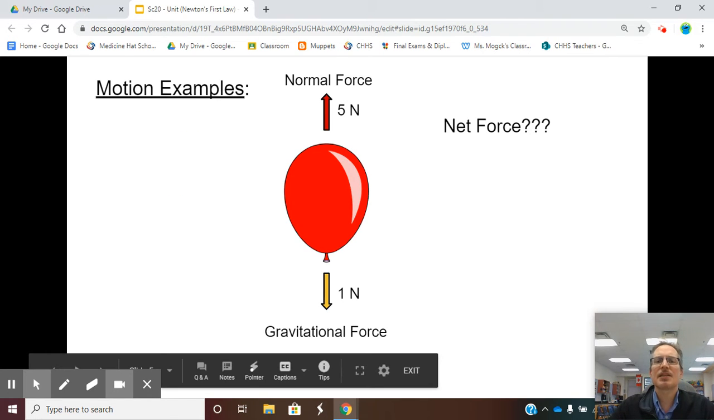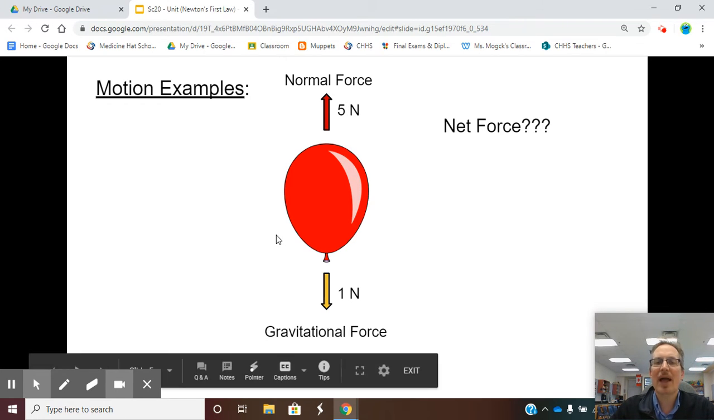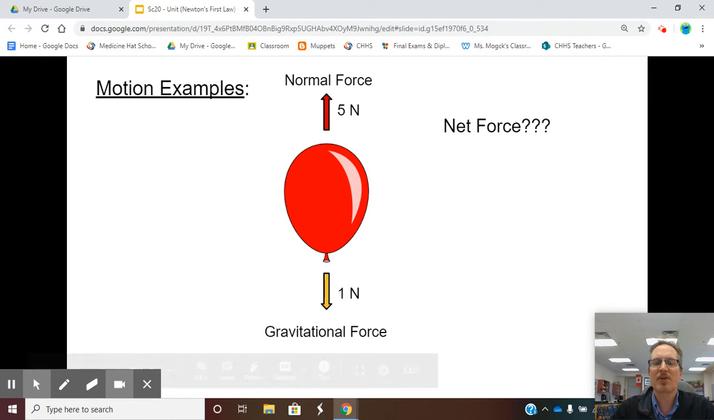So, let's look at this example of a balloon. Okay, this balloon has two forces acting on it. One, it's a helium balloon. So we have a force called the normal force that is pulling the helium balloon up with a force of 5 newtons. We then have gravity pushing down on this balloon with a gravitational force of 1 newton. My question to you is, what is the net force? What is the total sum of all the forces?